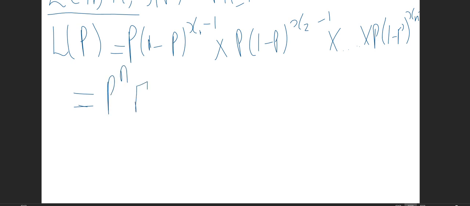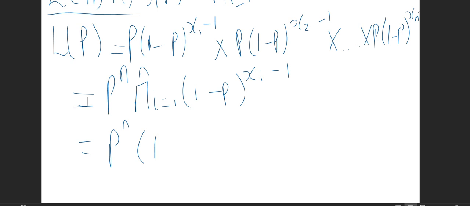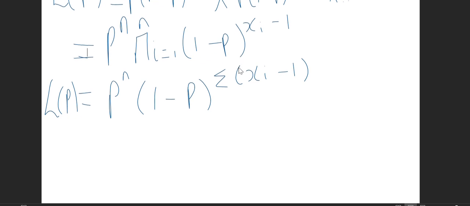For this one, it's just going to be the product from i equals 1 to n of (1 minus p) to the xi minus 1. Now the product of this, by laws of exponents, we are going to add the exponents. So this is just going to be the summation, the sum of our xi minus 1. Okay, now this is our likelihood function for our parameter p.